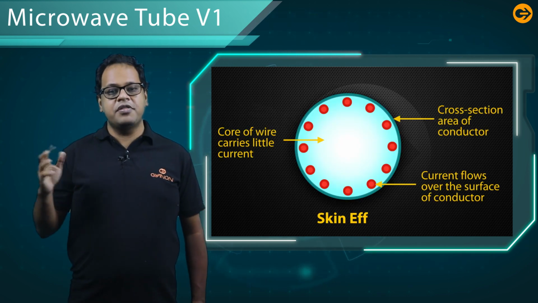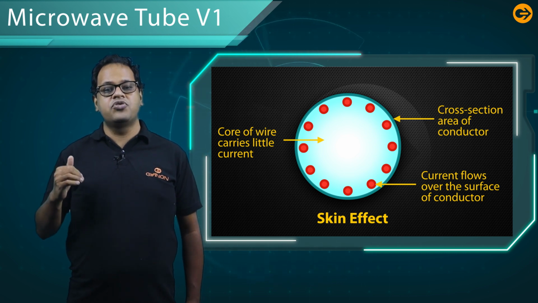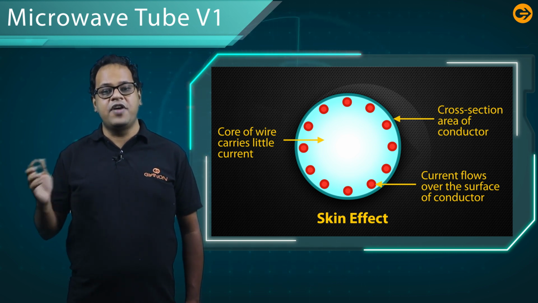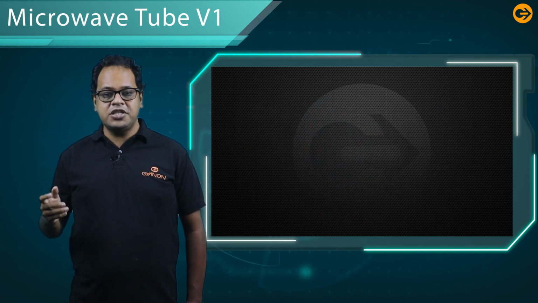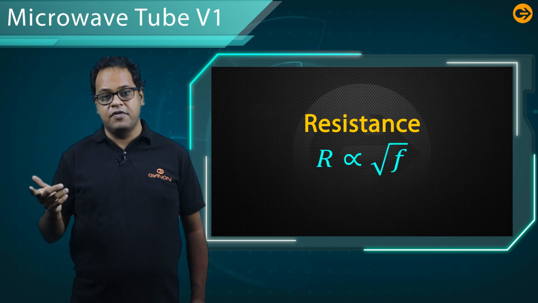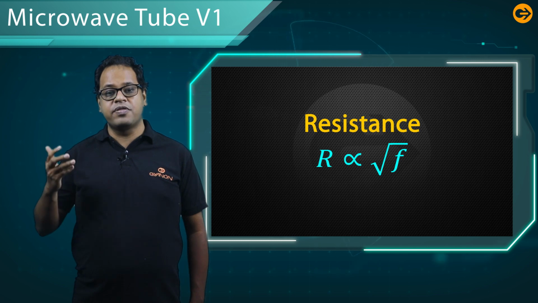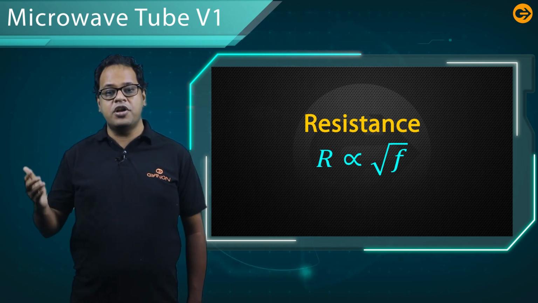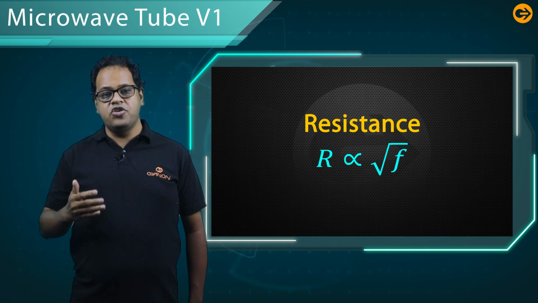The third point is skin effect. At high frequency, the signal is transmitted through the surface of the waveguide. It is known as skin. Now, at such high frequency, resistance is proportional to root over f. So, as the frequency is high, the resistance becomes so high that the signal will not be able to propagate. So, all the traditional tubes are rejected.